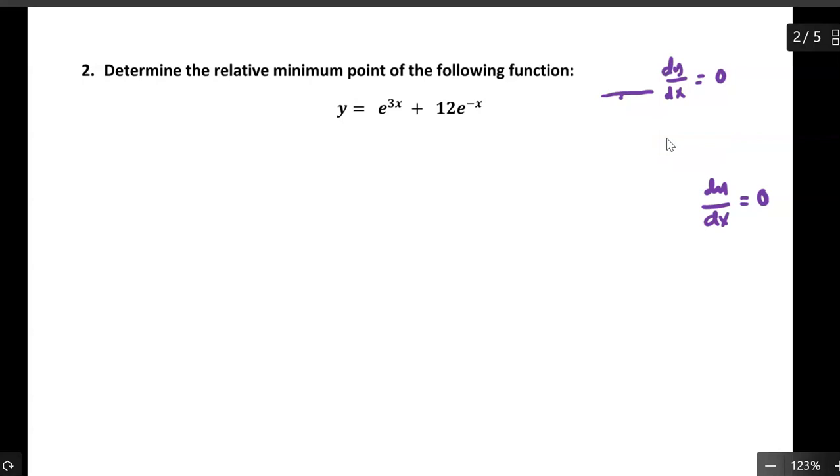Excuse me. I think I just want to correct this part here.